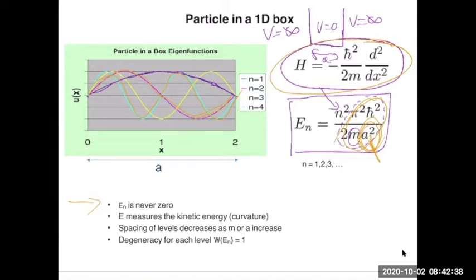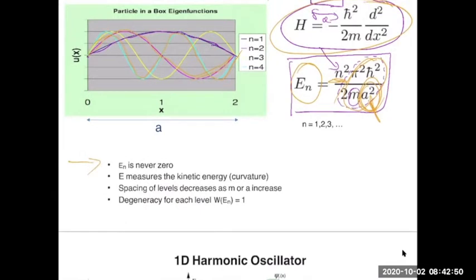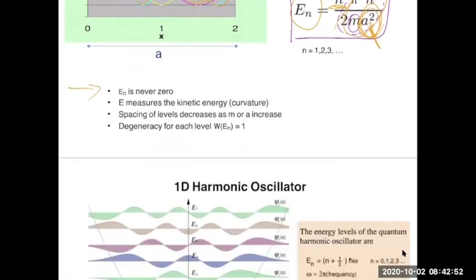And the degeneracy for each level here is 1. So there's only one energy at each level, because there's only one state for each n. Okay, so that's the particle in a box, and we'll come back to that.